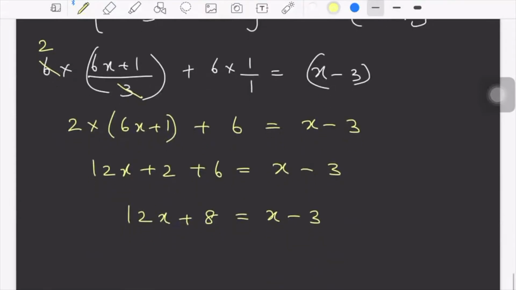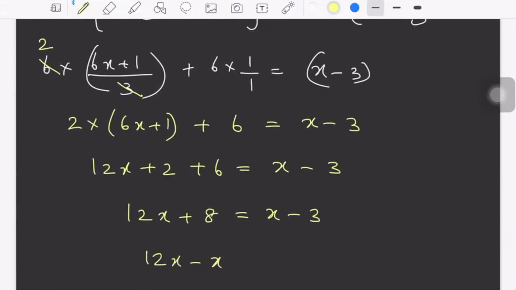Bring x to this side. We have 12x minus x is equal to minus 3 minus 8. So we have 11x is equal to minus 11. And your x is minus 1. x is minus 1. Got it?